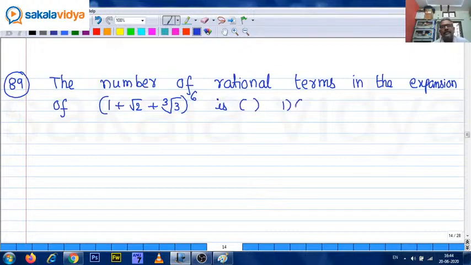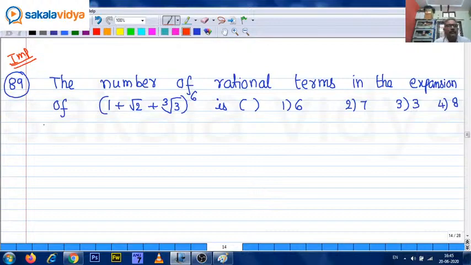first option is 6, second option is 7, third option is 3, fourth option is 8. Number of rational terms in the expansion of 1 plus root 2 plus cube root 3 whole to the power of 6 is. This is a very important problem. You need to check it now.